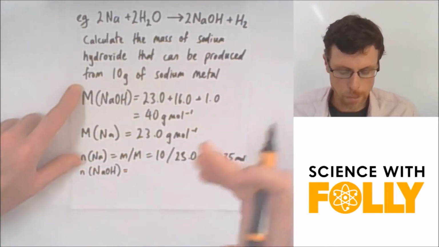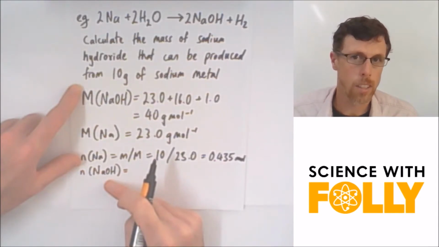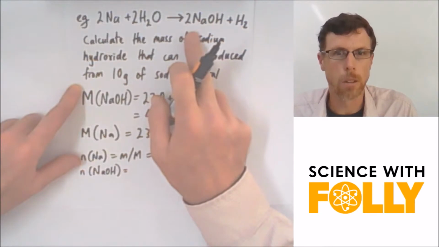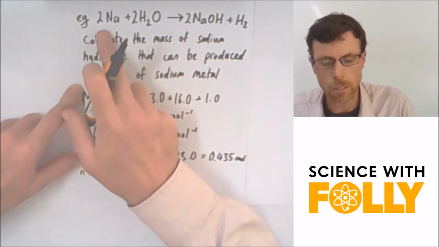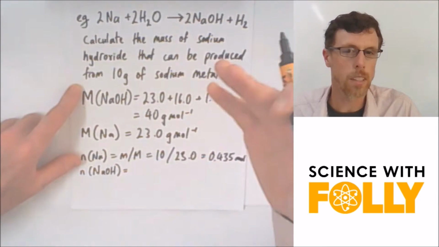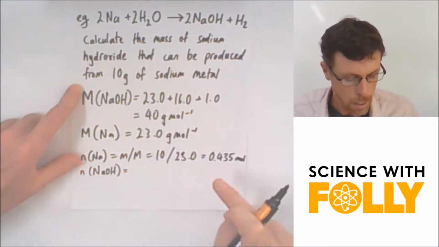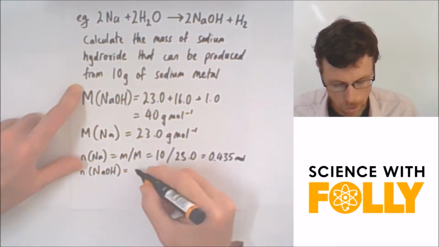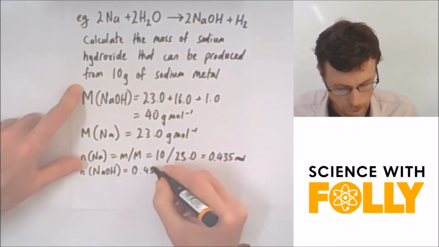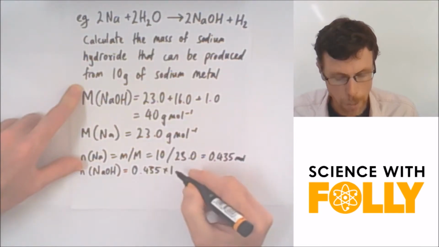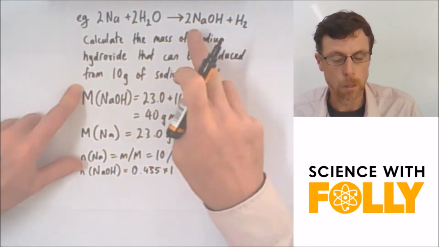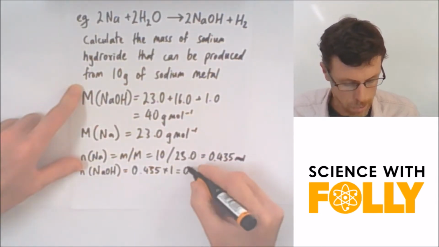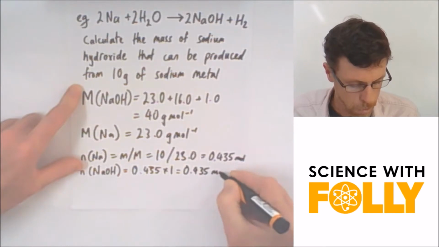Now, from that we can figure out the number of moles of sodium hydroxide. If we look at our equation, it says 2 moles of sodium gives us 2 moles of sodium hydroxide. So the ratio is 2 to 2, or simplified 1 to 1, which means if I've got this many moles of sodium, I'm going to have that many of sodium hydroxide. 0.435 times 1. If we had double the moles here, I'd times it by 2. Or if we had half, I'd times it by half. And obviously that's just 0.435 moles.